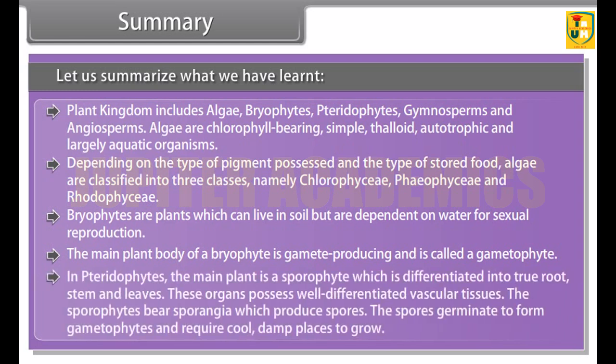In pteridophytes, the main plant is a sporophyte, which is differentiated into true root, stem, and leaves. These organs possess well-differentiated vascular tissues. The sporophytes bear sporangia, which produce spores. The spores germinate to form gametophytes and require cool, damp places to grow.